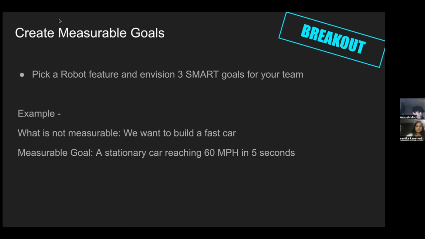Yeah, good job, everyone. Those are all really specific and all follow the SMART goals. And as you can see, the reason we make these SMART goals is it helps us when we go to plan and organize what tasks we want to do. It helps us create specific tasks for the goals that we want.